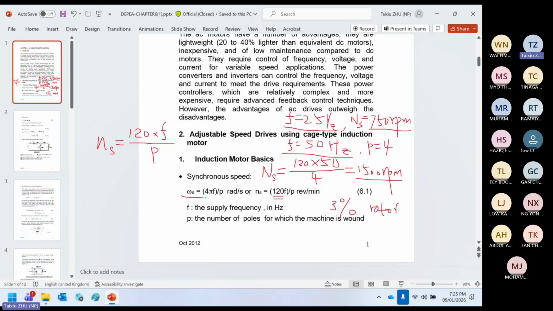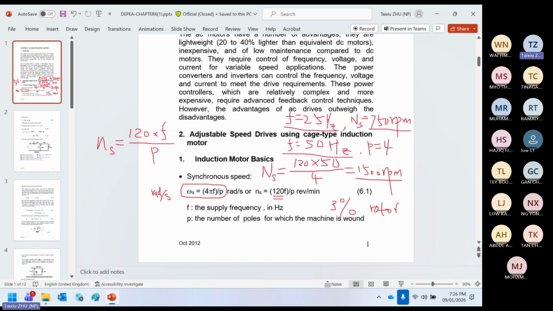This omega is the angular velocity, in radians per second. It's just a different version of the RPM, so it's radians per second. This one is more academic.